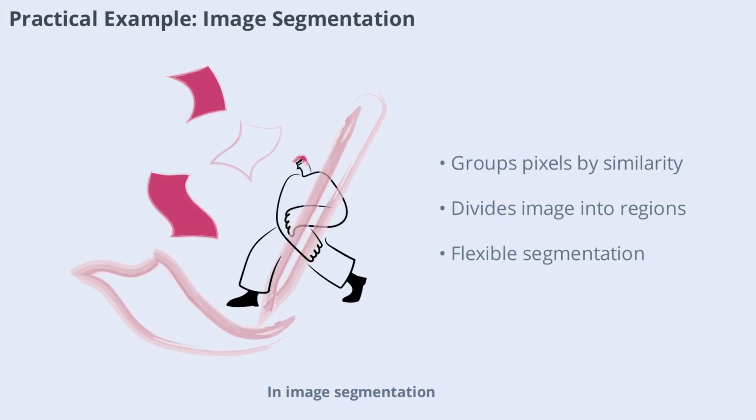Image segmentation. Hierarchical clustering groups pixels with similar properties such as color or texture. This divides the image into meaningful regions which can be used for object detection or medical diagnosis. The hierarchical approach allows for flexible segmentation, so you can adjust the level of detail based on your needs.